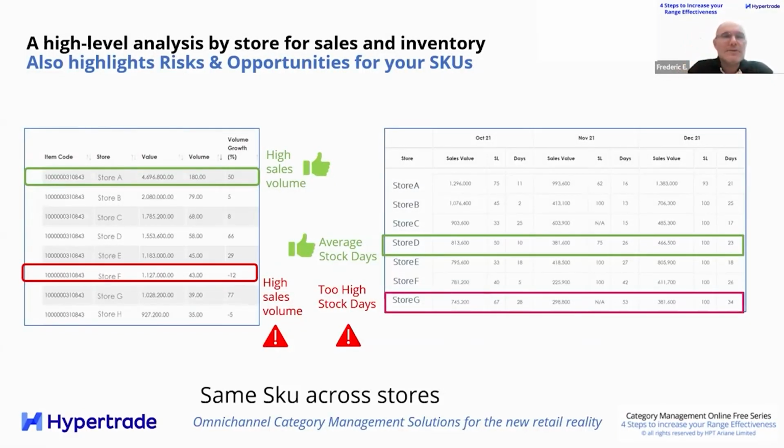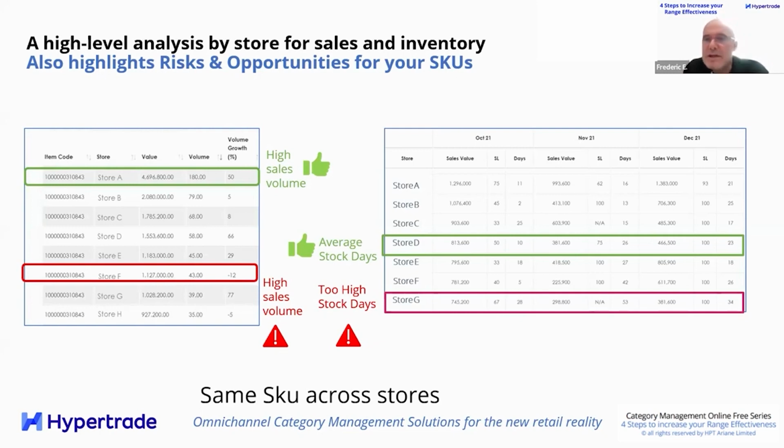So if I look at this example we have here, we can see that in store A, that product had a 50% volume growth. Wow, fantastic. Same for store B. They are doing something fantastic. But why do I have such low performances on store B and store C and store F and store H? This is something that I really want to integrate into my range strategy.